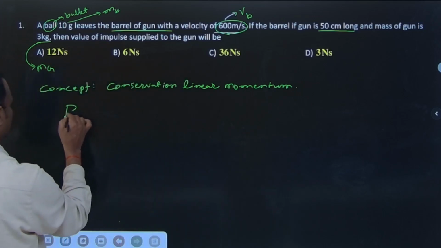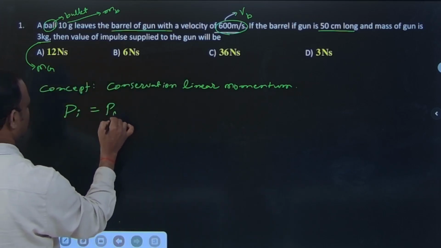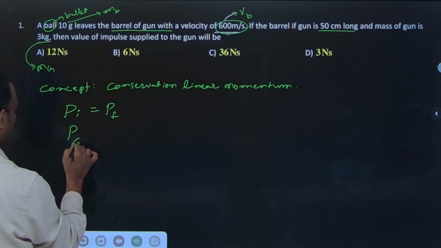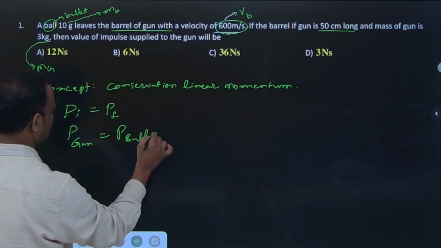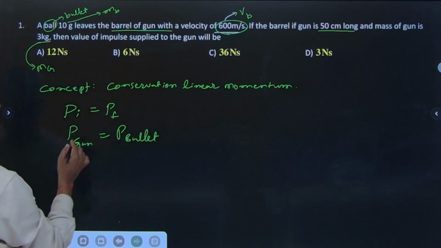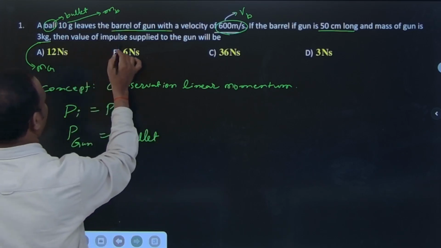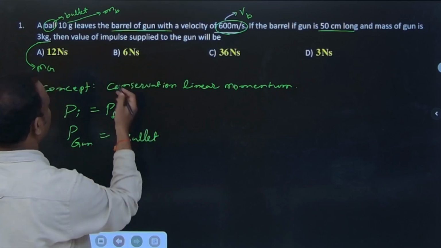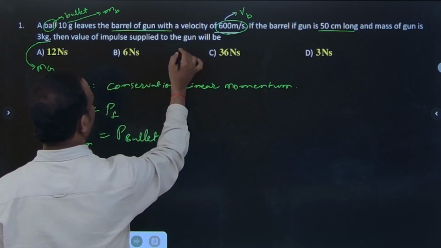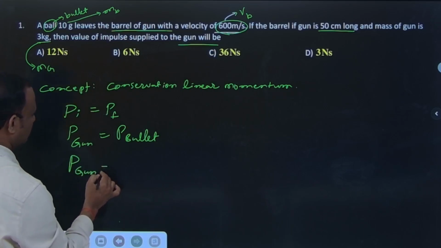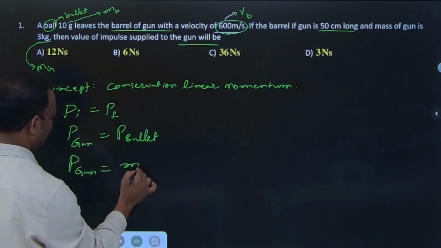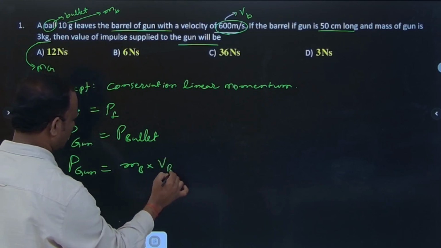P initial is equal to P final. Momentum due to the gun is equal to momentum of the bullet. So what is it asking? The value of impulse. Impulse means what? Change in momentum supplied to the gun. Okay. So momentum of the gun is equal to mass of bullet into velocity of bullet.